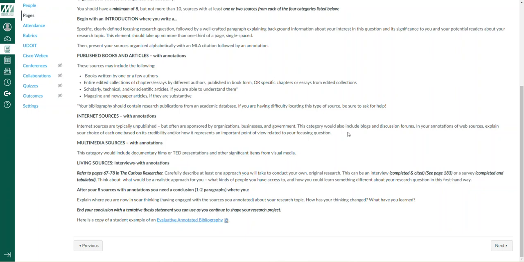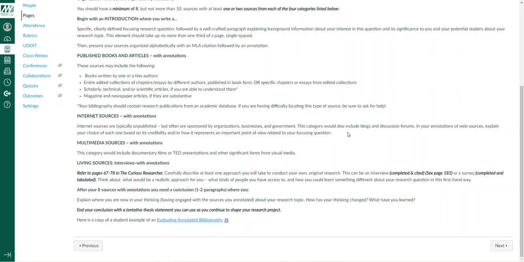Some of you are writing about Elon Musk, and no. A Joe Rogan interview of Elon Musk on YouTube is not what I consider a reputable source, all right? Then, leading into the next category is living sources, interviews with annotations.